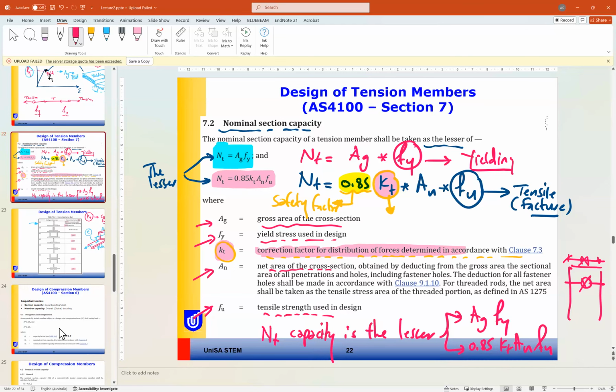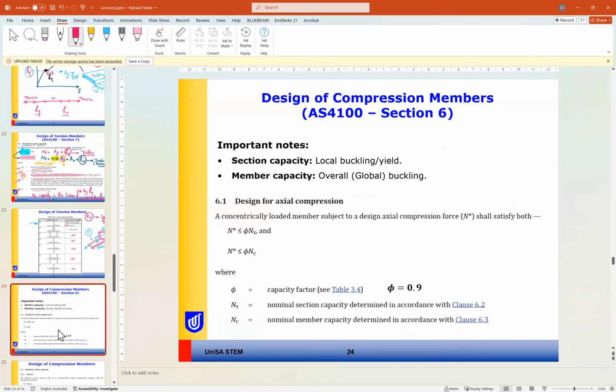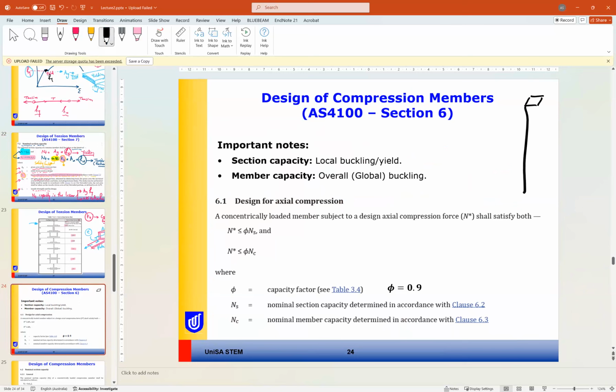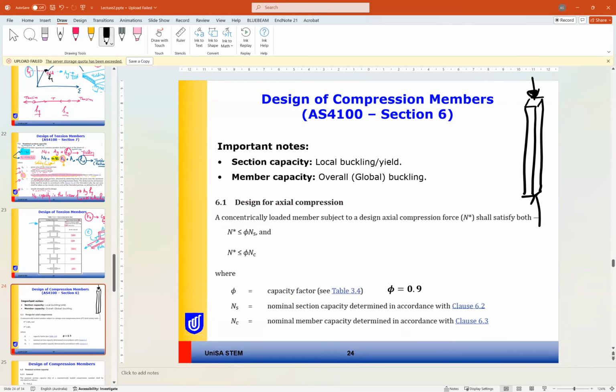So now the next part is design of compression member, or member under compression. Design of compression member: any member or column or strut that is under compression force.